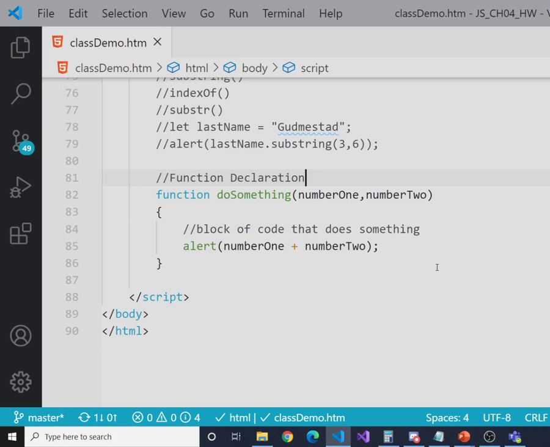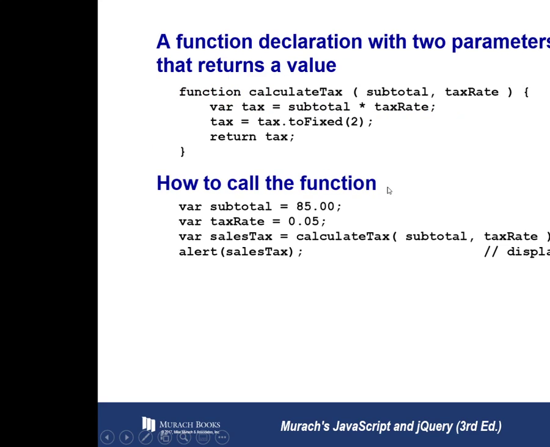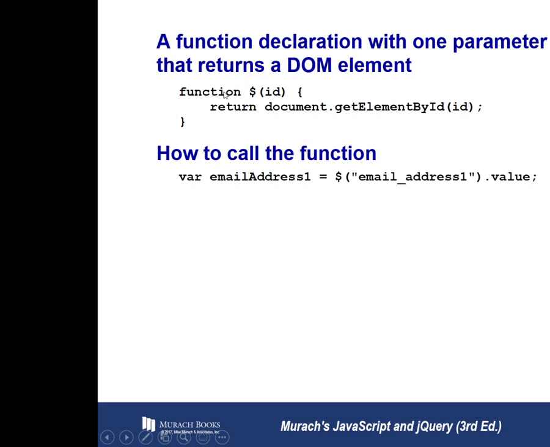Now, the book does something that is a shortcut, and I don't really like this shortcut. They call it the $ function. You will be introduced to the $ function in this chapter. The $ function is a shortcut for document.get element by ID. Notice down here, they no longer say document.get element by ID dot email address dot value. They just say $ email address dot value. By making this $ function that takes one parameter and does a return document.get element by ID, they allow this to be shortcutted.